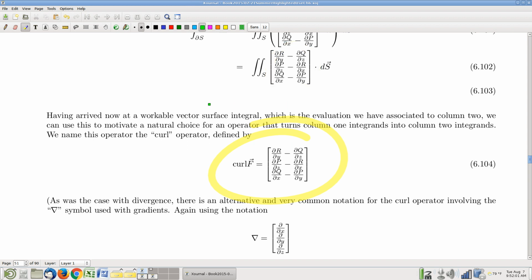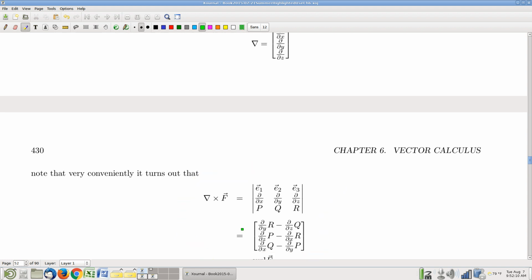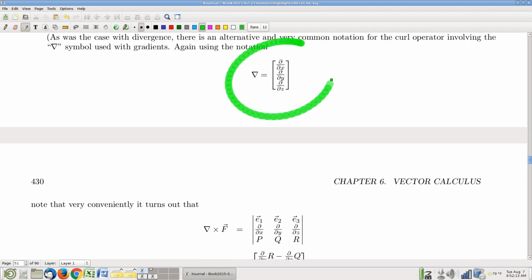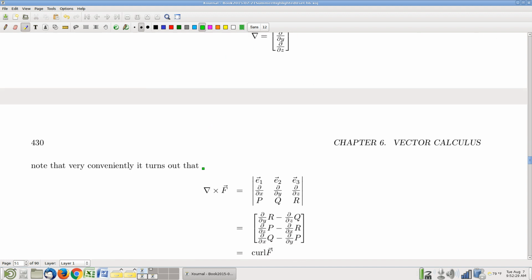Okay, curl. And again, there's a notation for this that's very convenient that a lot of people use, mostly physicists and engineers, and that is to observe a relationship to the del operator. Don't forget the del operator. We talked about it with divergence. You could view the divergence as del dot F. Well, check this out. If you were to take the del operator and your vector field, and take the cross product.